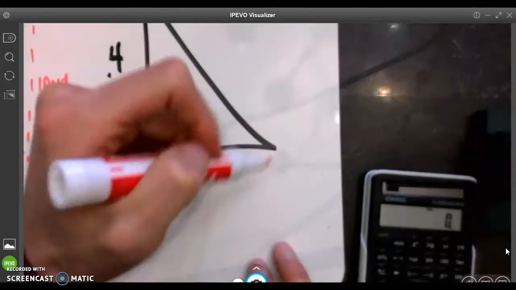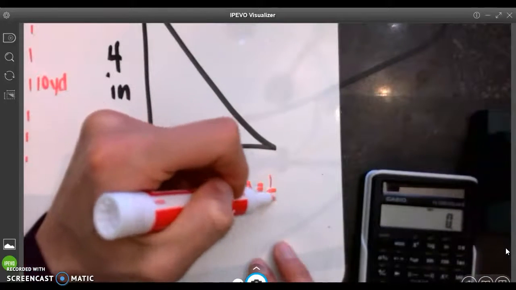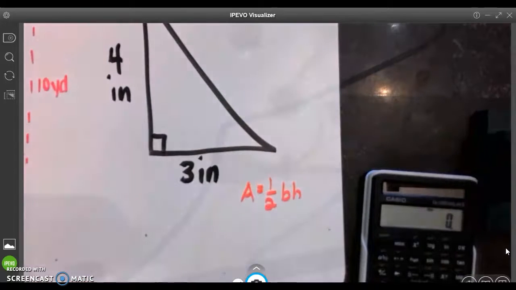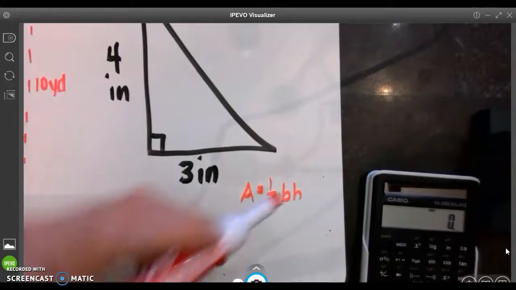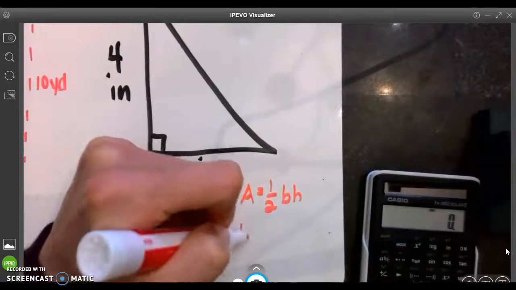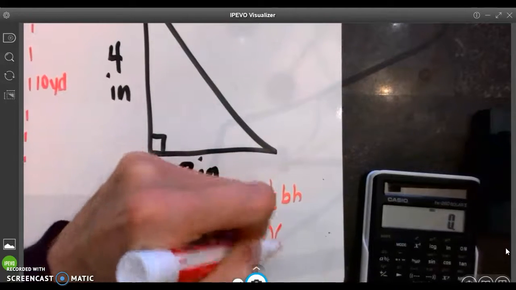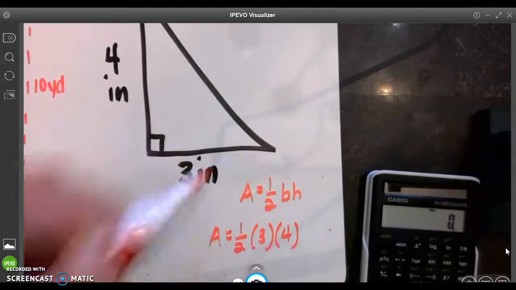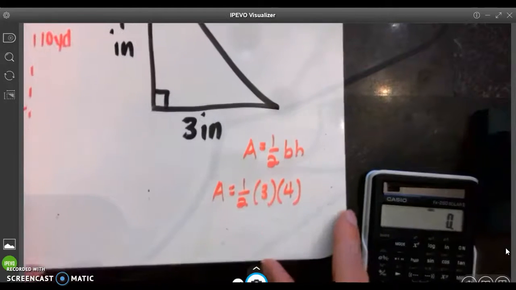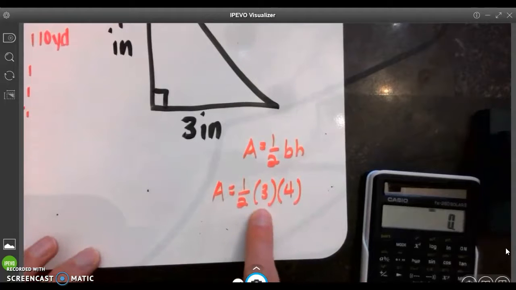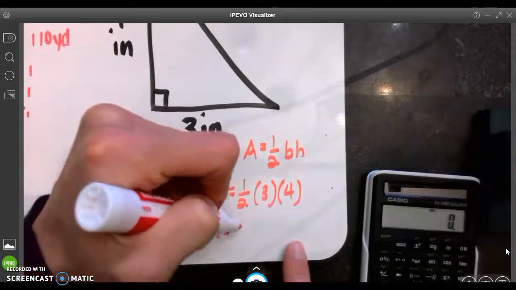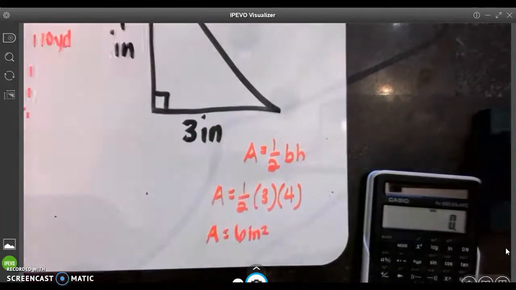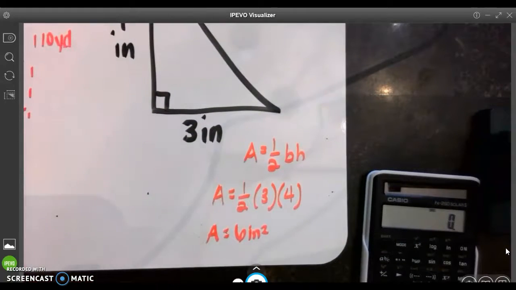So then we have a triangle, and that formula is area equals 1/2 base times height. Again, the only things given to us are the base and the height. The base is 3. So area equals 1/2, 3 times the height, which is 4. I always work backwards with triangles. So 4 times 3 is 12. Half of 12 is 6. So 6 inches squared is my answer, my area for that triangle.